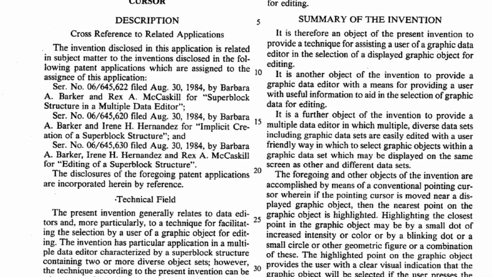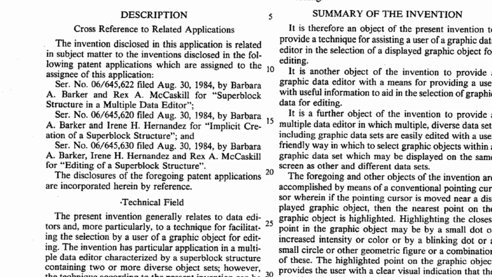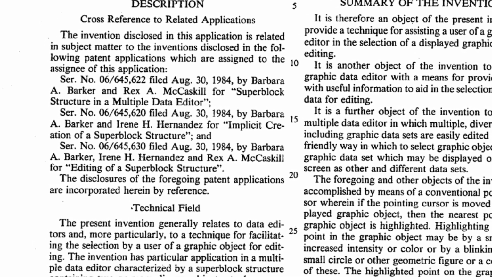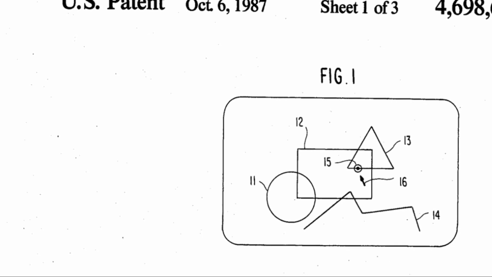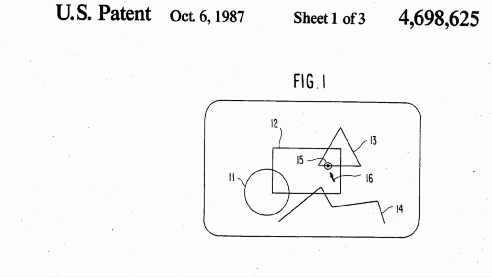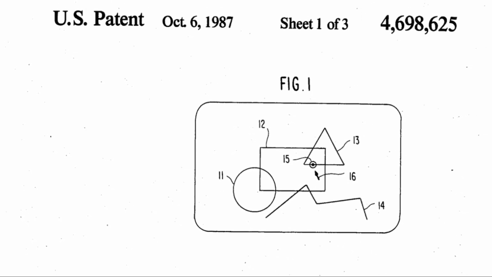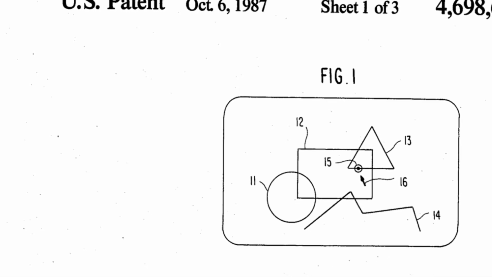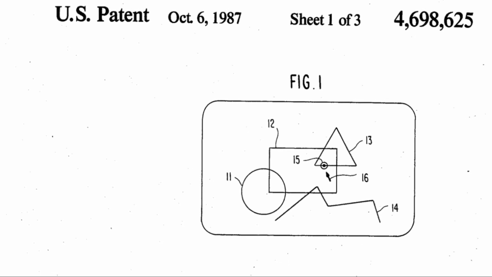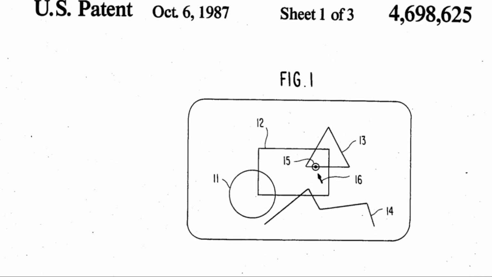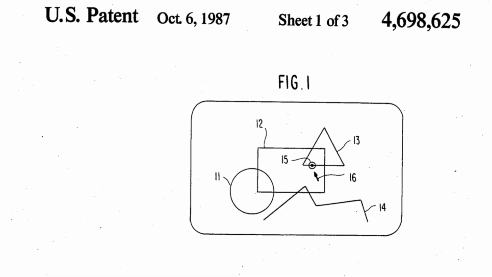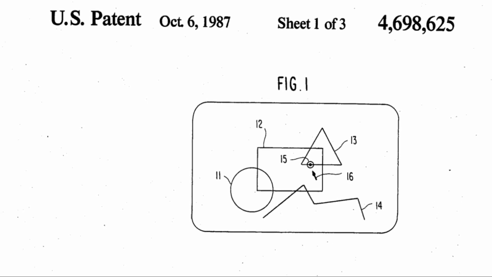Summary of the invention. It is therefore an object of the present invention to provide a technique for assisting a user of a graphic data editor in the selection of a displayed graphic object for editing. It is another object of the invention to provide a graphic data editor with a means for providing a user with useful information to aid in the selection of graphic data for editing. It is a further object of the invention to provide a multiple data editor in which multiple diverse data sets, including graphic data sets, are easily edited with a user-friendly way in which to select graphic objects within a graphic dataset, which may be displayed on the same screen as other and different datasets.